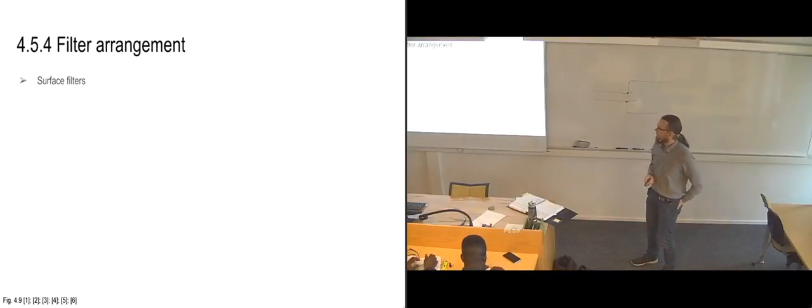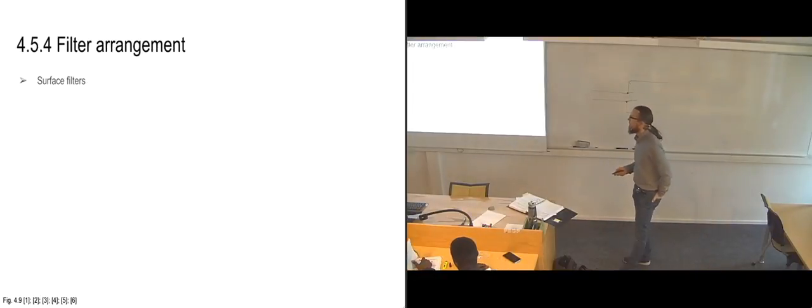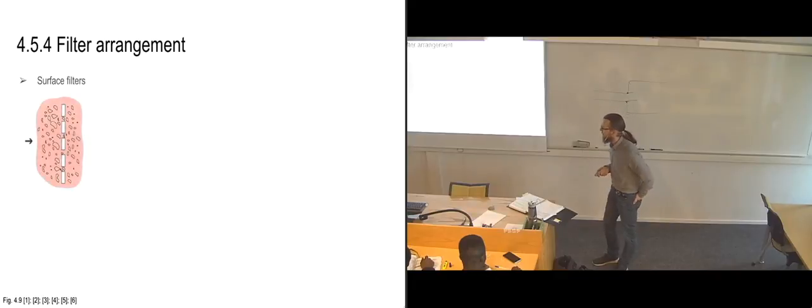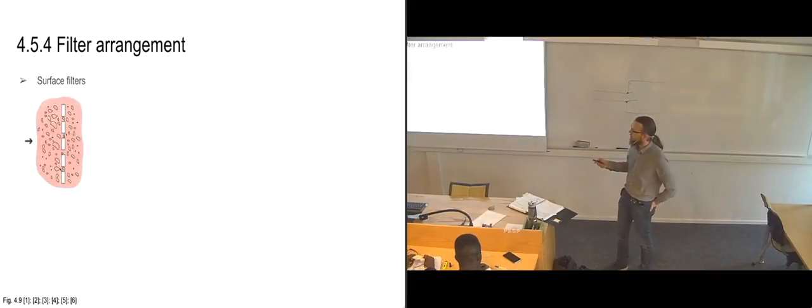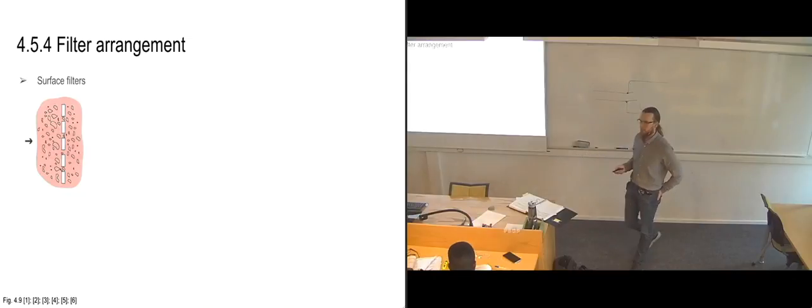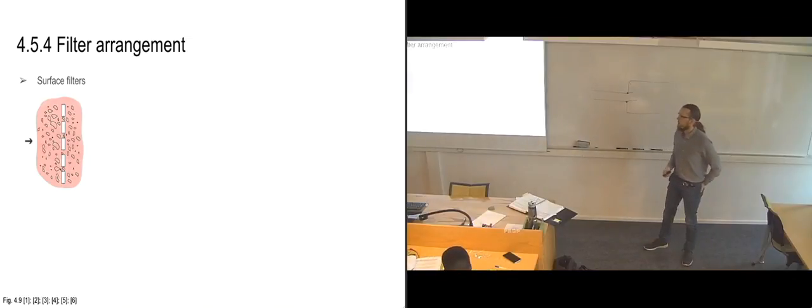So, a bit more about filter arrangement. We have two kinds of filters. We have surface filters, which are basically one layer, which is filtering the contaminant. If we have a flow coming from this side to the other side, the larger particles won't be able to pass through the holes in the filter, so they will be stuck on the intake side, and only the smaller particles will be let out on the outlet side.